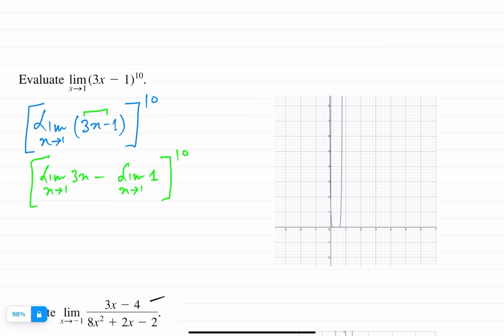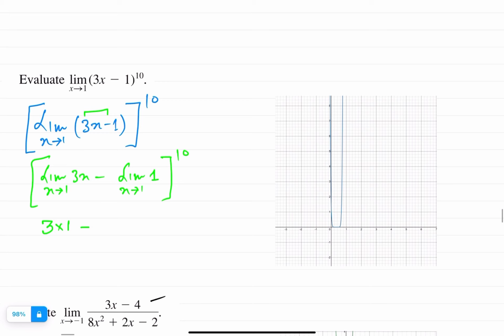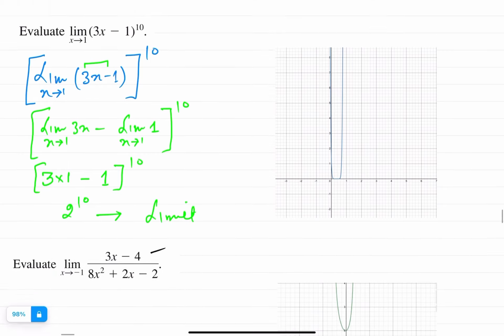We know this is a constant times some linear function. We will take the constant outside. For a linear function, the limit will be what it is approaching. Here it is approaching 1, so the limit will be equal to 1. For a constant function, the limit is always equal to the constant number, raised to the power 10. That is 3 into 1 is 3, minus 1, that is 2, raised to the power 10. This is the limit for the above function.